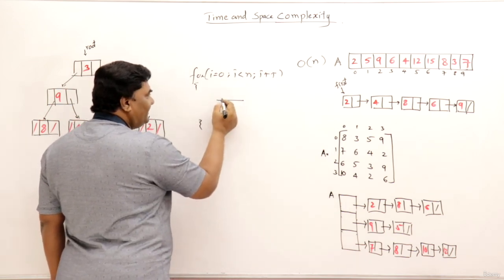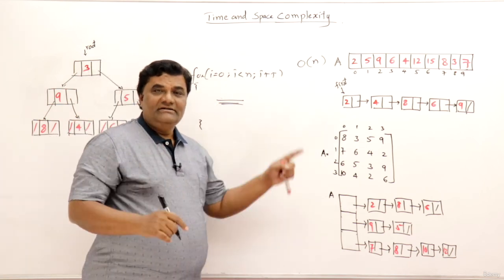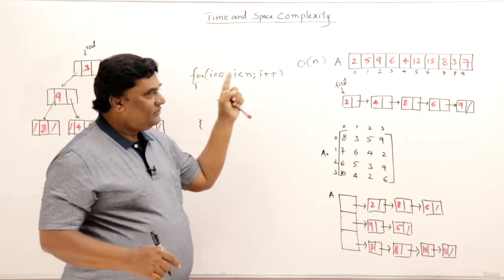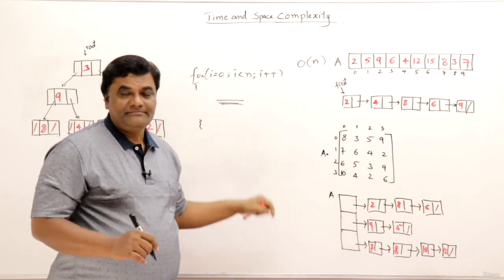So that procedure comes here. Whatever the procedure may be, this for loop will be taking us through all those elements once. So how many elements? N elements. So what is the time? Order of n.